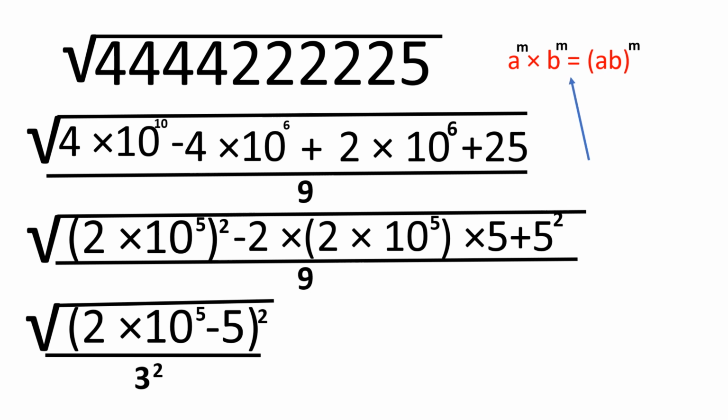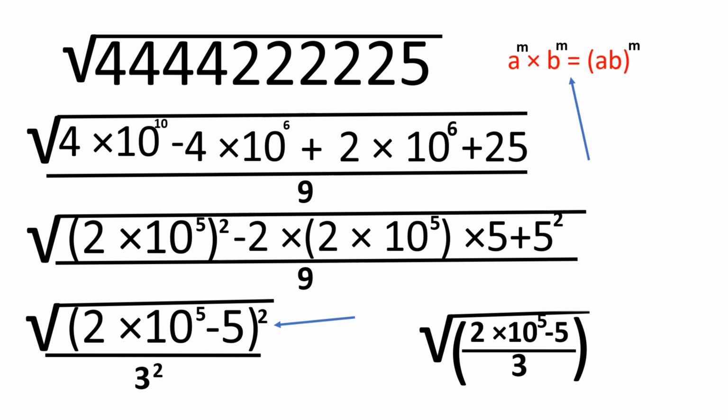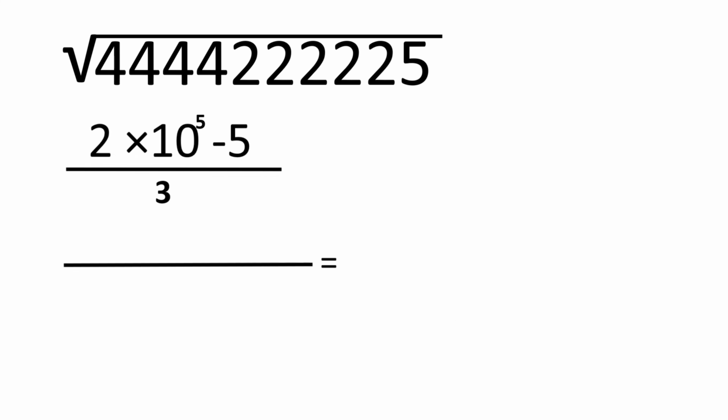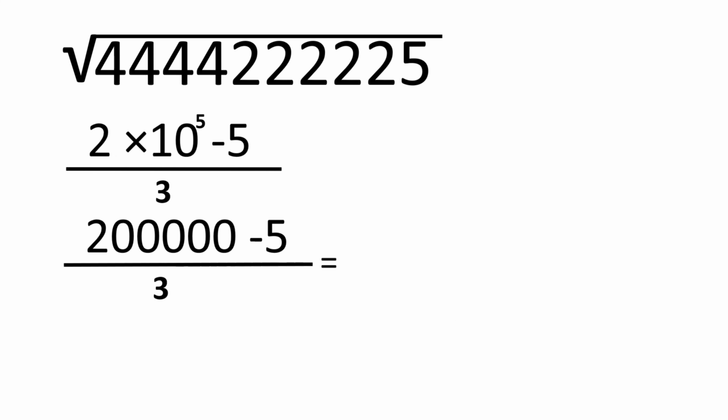This square root and this square get canceled out, and we will be left with this. 2 times 10 raised to 5 is 200,000, and minus 5 is this number, and that divided by 3 gives 4 sixes with a 5, and that's it. We can verify the same using a calculator.